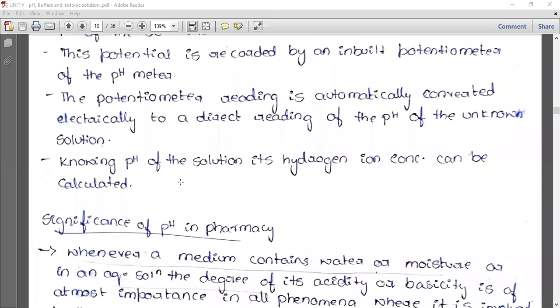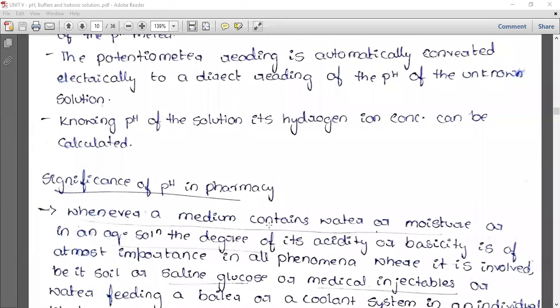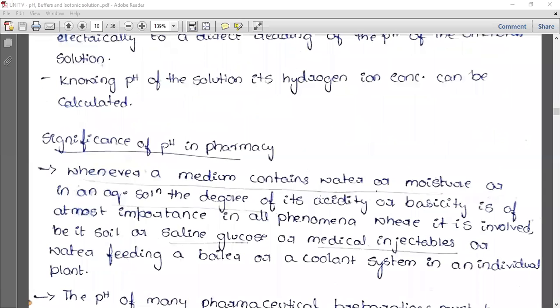Why should we study pH? What is the significance of pH in pharmacy? After finishing this, we'll stop the lecture. In general, whenever a medium contains water, as we know, water acts as an amphiprotic substance, that is, it can act as an acid as well as a base. Whatever product we have has water content, so it can itself act as an acid or a base. So there can be a change in the pH during storage conditions, so we have to consider the pH, especially for parenteral use.